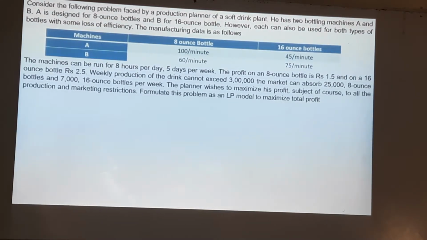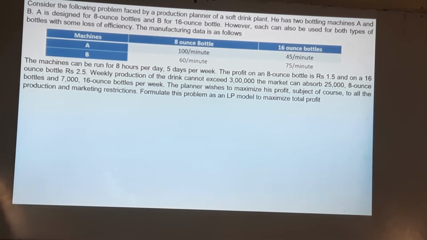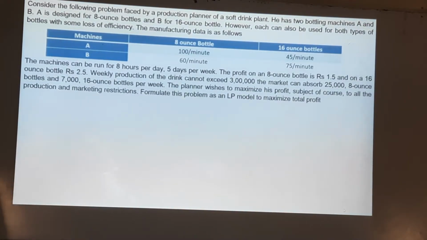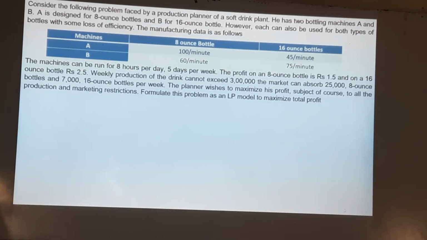The manufacturing data is given: two machines A and B, and how much time it takes for manufacturing each bottle. In machine A, if you manufacture 8-ounce bottles, there are 100 bottles per minute. If you are using machine B to manufacture 8-ounce bottles, that gives an output of 60 bottles per minute. Next, if you manufacture 16-ounce bottles using machine A, you get 45 bottles per minute, whereas if you are using machine B to manufacture 16-ounce bottles, then you get 75 per minute. You have seen the efficiency is high when you are using machine A for 8 ounce and machine B for 16 ounce. Output will be more.